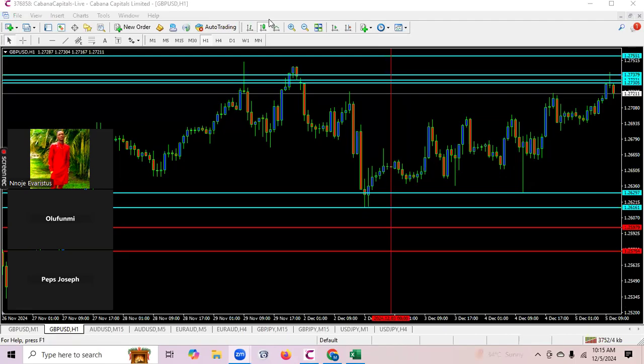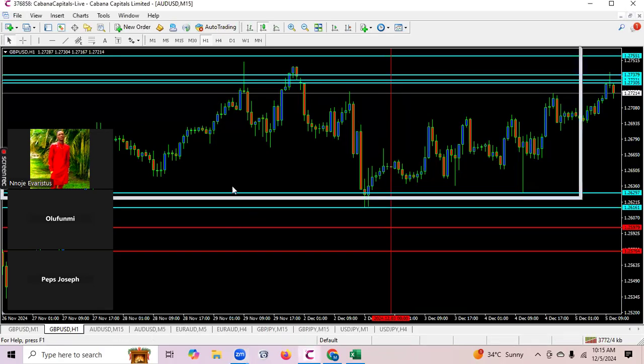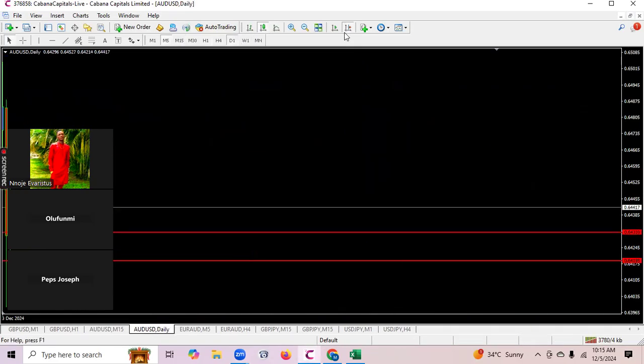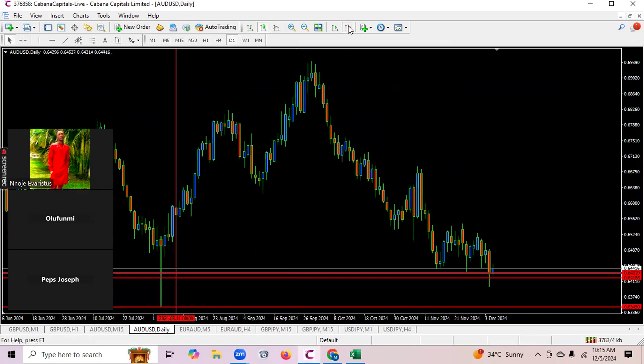Okay, let's look at Australian dollar USD. Let's start with the daily time frame. Let's see how yesterday's candle closed, because that's what will determine our direction for today. Yesterday was strongly bearish, and the liquidity residing at this previous low was cleared, and at the moment AUD USD is bullish.